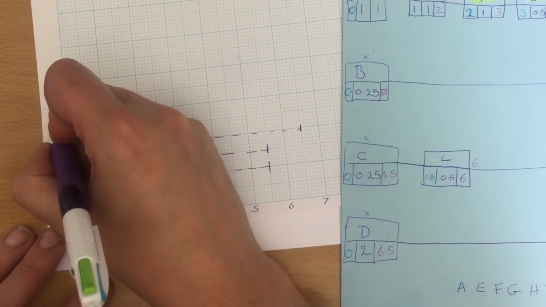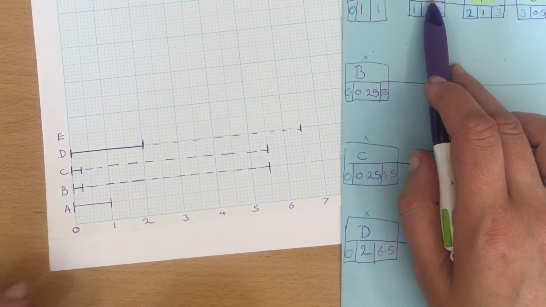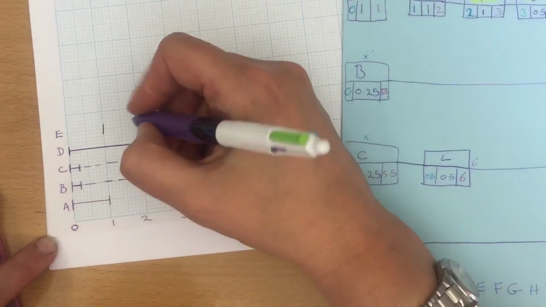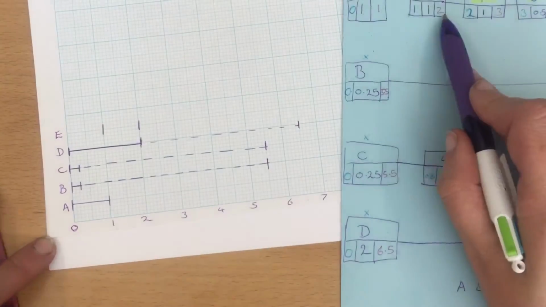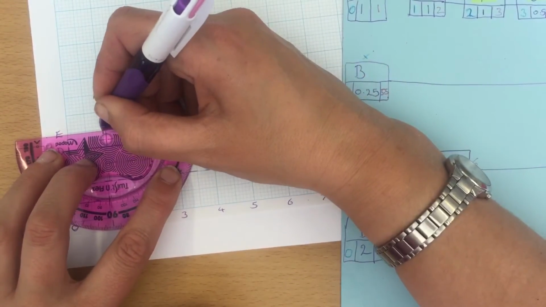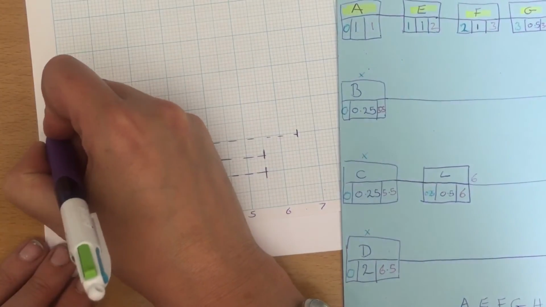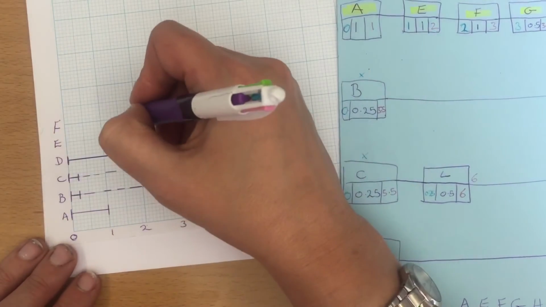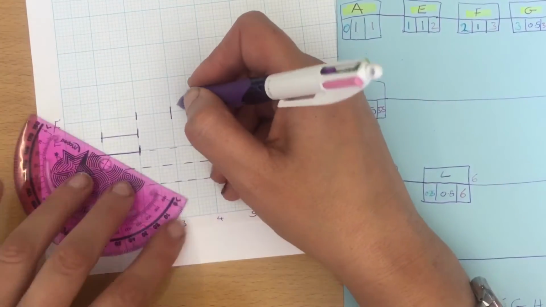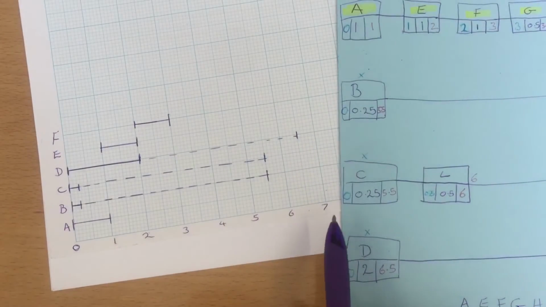Then we have E. So E is on our critical path, so we're not expecting it to have any float. It starts at 1. It goes along 1 square. And the last bit finishes at 2, so we don't have to go any further than this. F starts at 2, goes along 1 square. So F starts at 2, goes along 1 square, and finishes at 3. So again, no float.